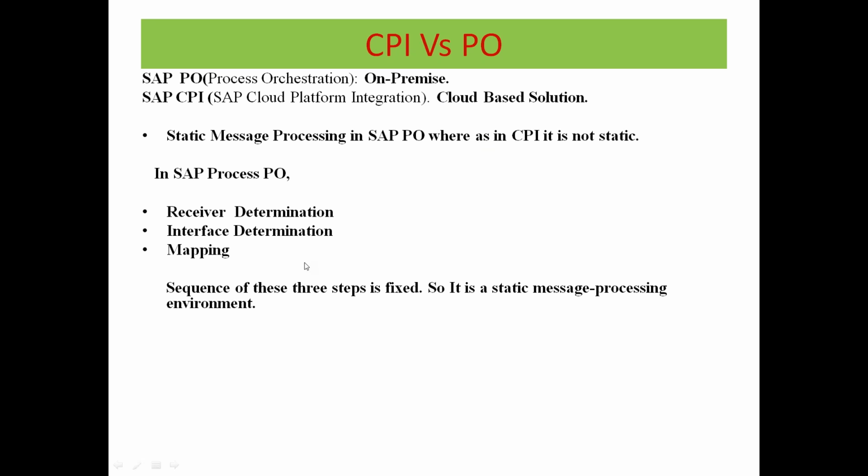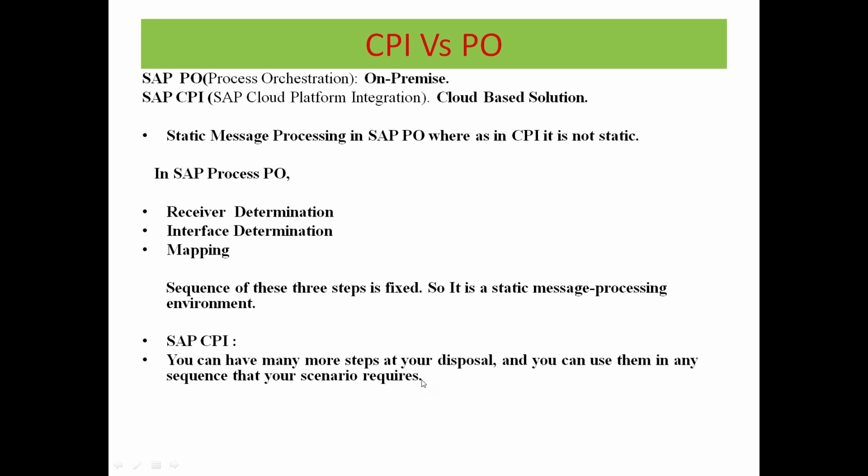But in CPI, it is entirely different. You don't need to follow a fixed sequence. It is bundled with 40+ steps, and you can make use of those steps in any sequence. So that was the advantage of CPI. Clear, right? PO message processing is static, whereas in CPI it is not static. You can click and drag whatever step your business needs, then develop the required iFlow.